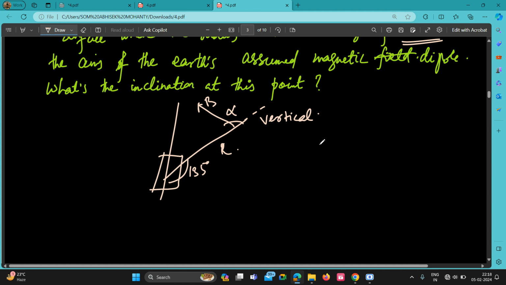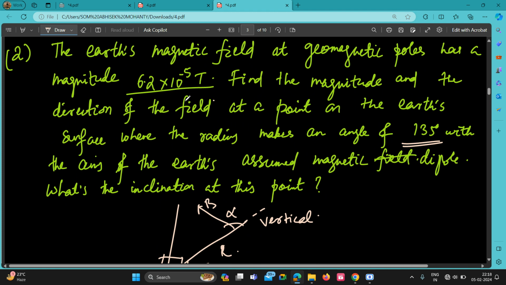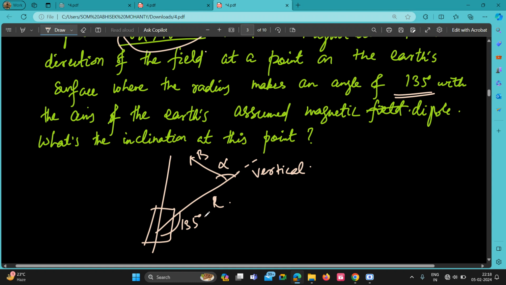Read the question two times. The Earth's magnetic field at geomagnetic poles has this magnitude. Find the magnitude and direction of the field at a point on the Earth's surface where the radius makes an angle of 135 degree with the axis of the Earth's assumed magnetic dipole. What is the inclination at this point? So try this question first.